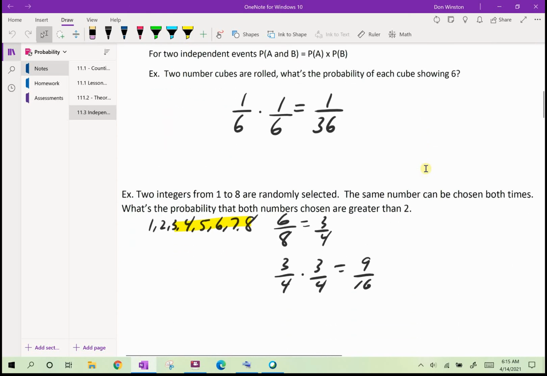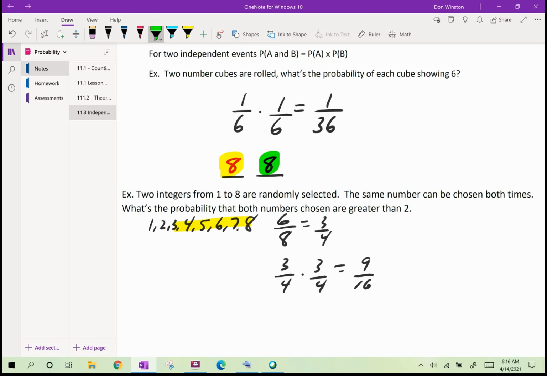Okay, let's take a look at another one. Let's say here two integers from 1 to 8 are randomly selected. So there's 8 possibilities for each integer. I randomly select an integer for the first one, and then I randomly select an integer for the second one. Certainly, the selections are independent. So the same number can be chosen both times. I can choose one of 8 numbers for the first integer and one of 8 numbers for the second integer. But the process has no memory. Whatever I select for the first integer doesn't impact or affect the second integer selection.